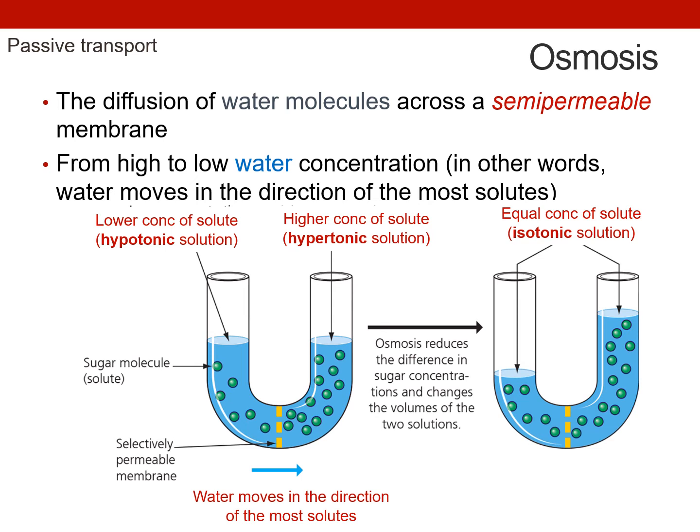A good rule of thumb to remember is that water moves in the direction where there are the most solutes. In this example, the figure on the left shows there are more molecules of sugar on the right side of the U-shaped tube. Over time, water moves toward the side where there are more solutes in order to balance out the concentration. Even though the concentration of the solutes is equal, this changes the volume due to the movement of the water.